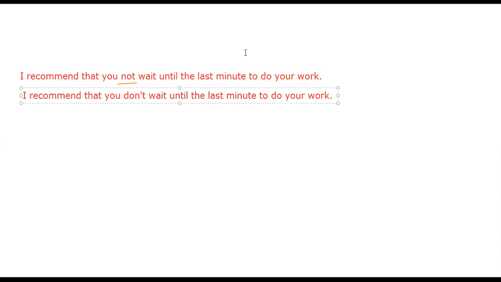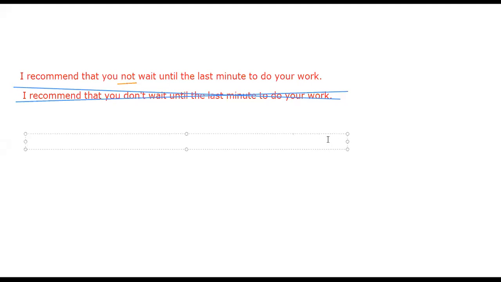So this right here, we don't use. We don't do that here. I recommend that you don't wait until the last minute to do your work. Some people would say that, but really, it should be not. I recommend that you not wait until the last minute to do your homework or work or whatever. So don't use don't like that because this is a directive and not a statement. But there are times where you could actually use either don't or not. But again, the meaning would be different.